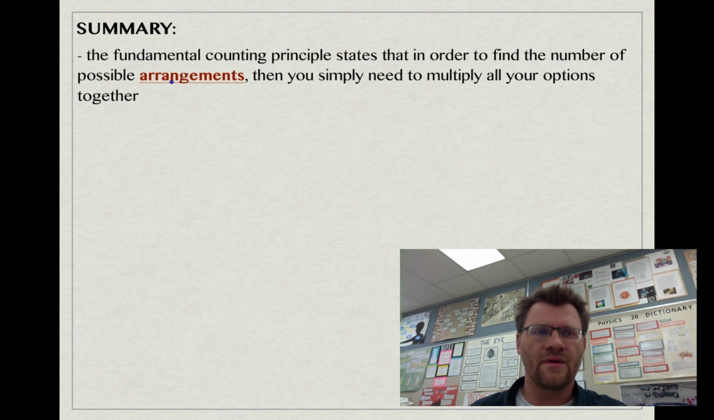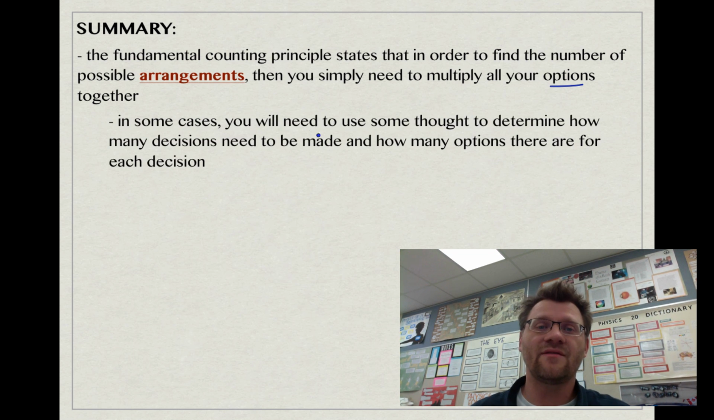So in summary, we know that the fundamental counting principle states that in order to find your number of possible arrangements, and that's a key word here, you simply need to multiply all your options together. Now, in some cases, you'll need to use some thought, so it might not be as easy as you think, to determine how many decisions need to be made and how many options there are for each decision. We did an example where things could be repeated and where things can't, so you might want to keep that in mind when you're going through these questions as well.